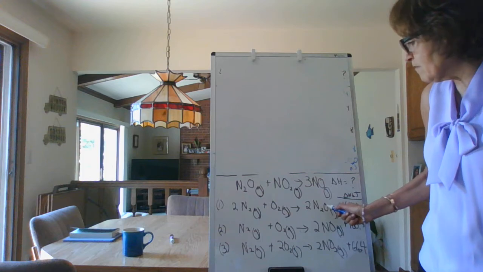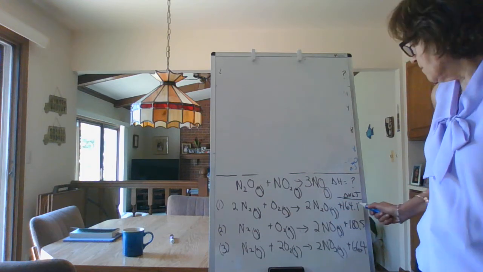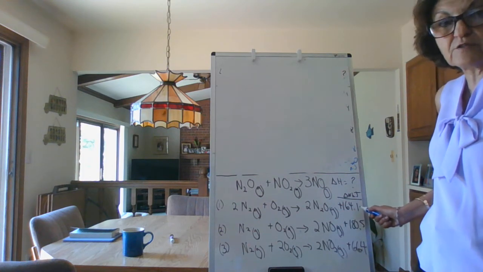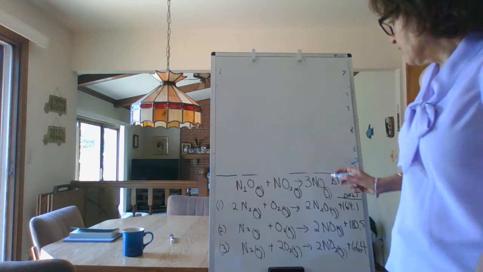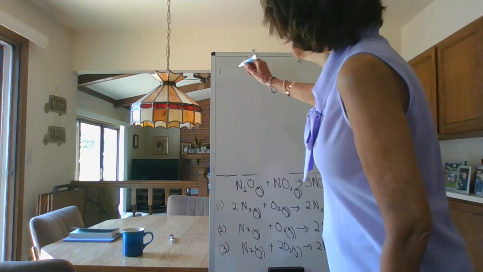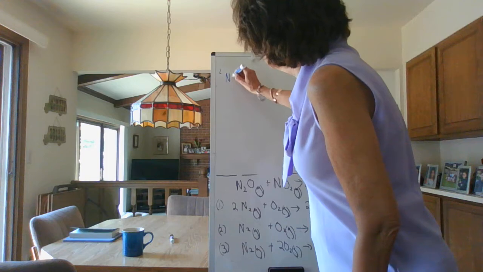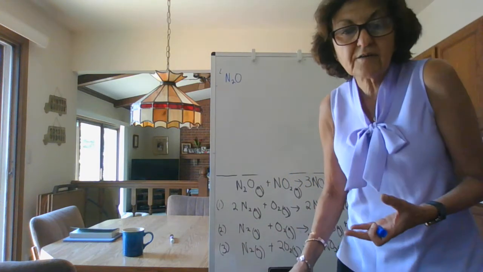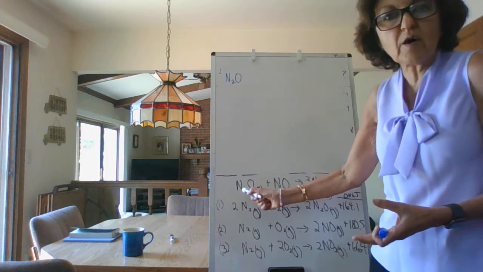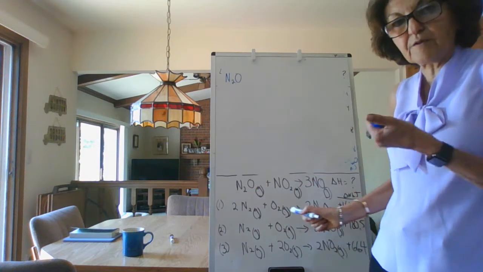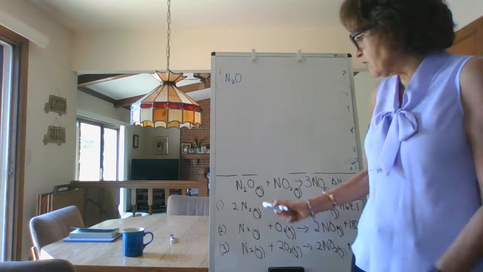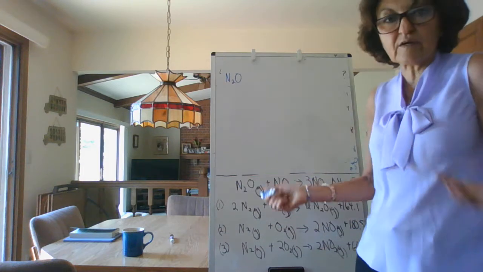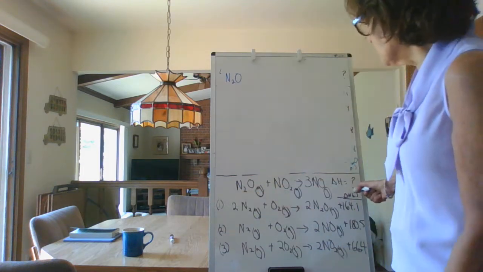And if you flip this first one and divide by 2, you have to flip this and divide by 2 also. So the first one becomes N2O. And why did I flip it? Because I see the N2O on the left here and it's on the right here. So I flipped it that way. And why did I divide by 2? Because here I have 1 and here I have 2. That's why I divided by 2. I'm going to divide everything by 2.